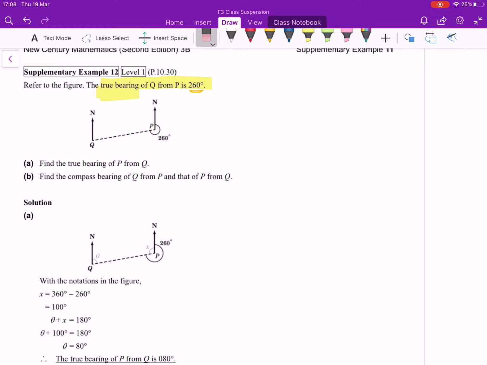And then part A, you need to find out the true bearing again of P from Q. From Q means you stand at Q. So this time, let me use blue. Draw the cross at Q first.